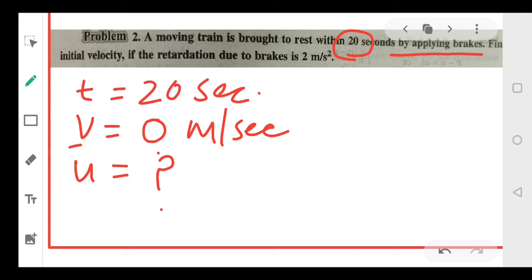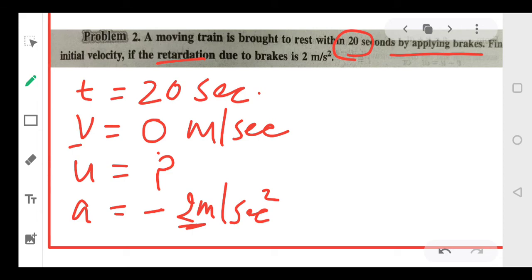Acceleration has been given. See, retardation. If you remember, retardation means negative acceleration. Clear? Retardation means negative acceleration. I hope you remember, everyone. So A is minus 2 meter per second square. Understood? Because it is negative acceleration. Clear? Now let's put the value. Now tell me which formula we will use.